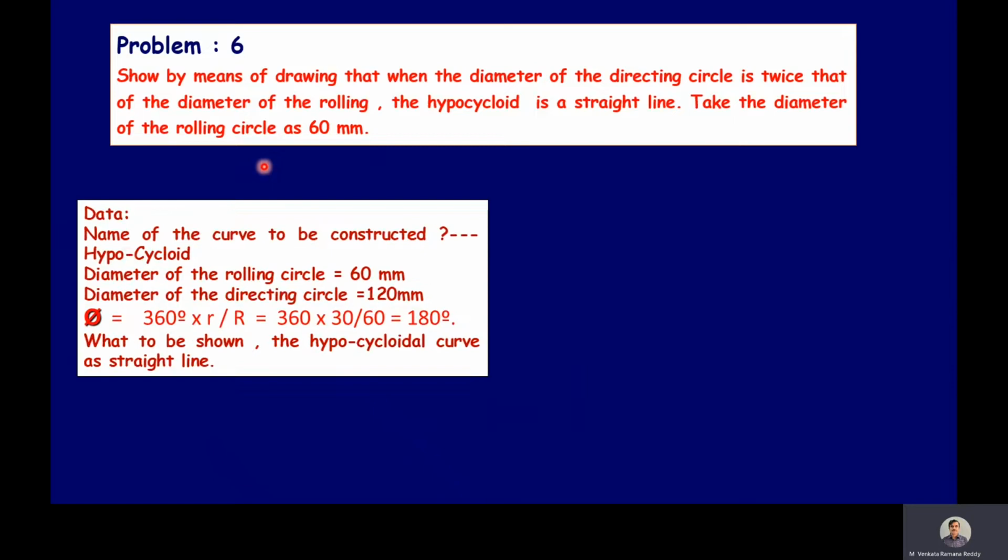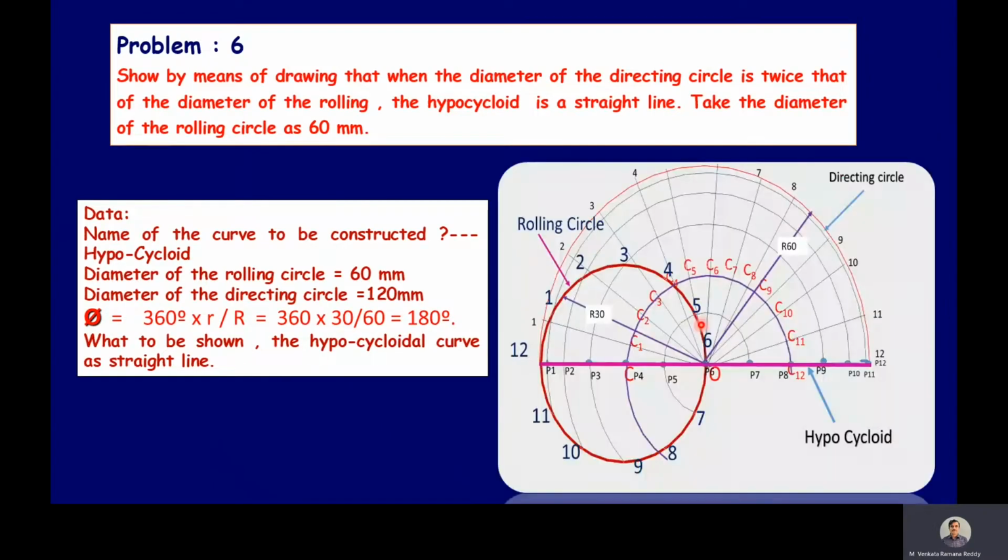What is the name of the curve to be constructed? That is hypocycloid. Here, the diameter of the rolling circle is 60 mm, the diameter of the directing circle is 120 mm. Then the angle subtended by the directing arc is equal to 180 degrees. What is to be shown? The hypocycloid curve as a straight line. Here, this is the rolling circle and this is the directing arc, and the diameter of the rolling circle is 60 mm, whereas the diameter of the directing circle is 120 mm. That is, when the diameter of the rolling circle is half of the diameter of the directing circle, then the hypocycloid is a straight line.